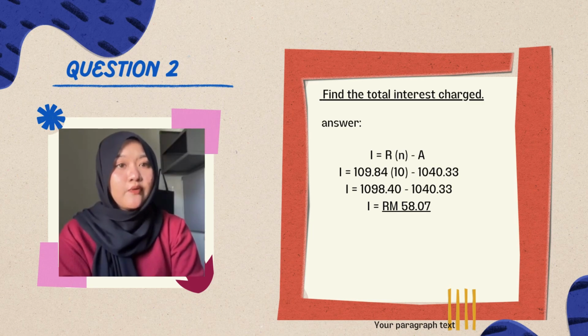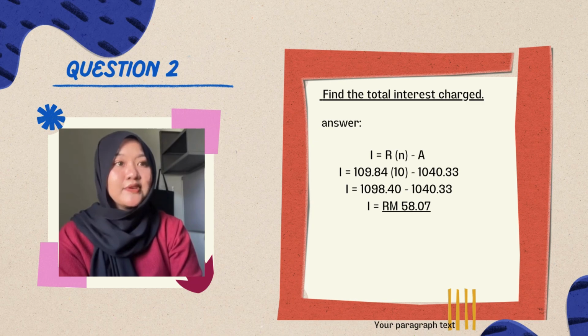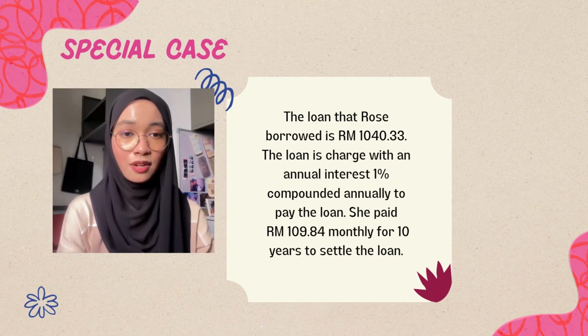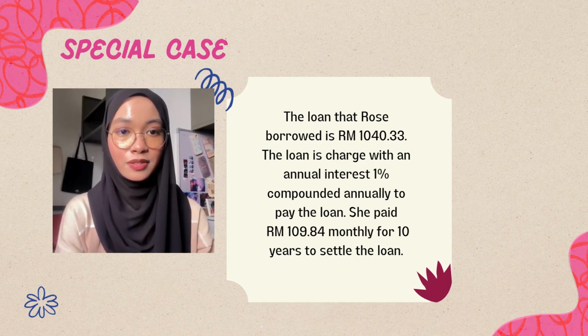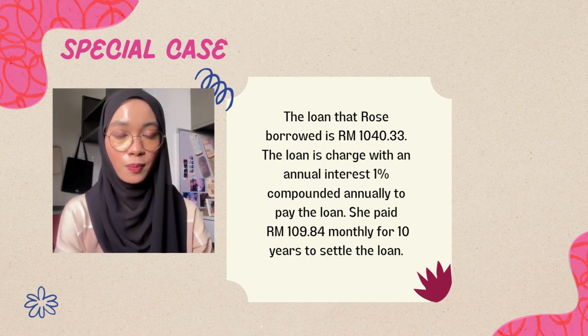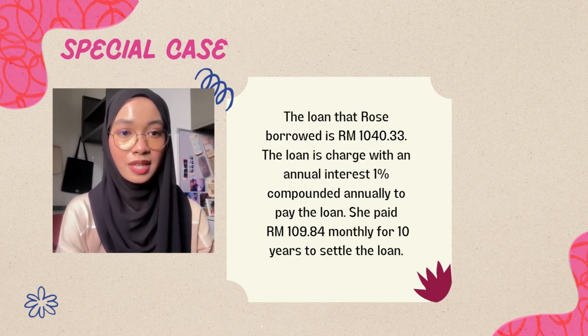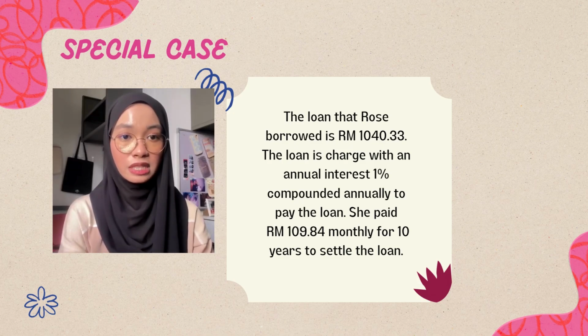To find the interest, we use the formula I equals R multiplied by n minus A. 109.84 multiplied by 10 minus 1,040.33. So the answer of interest is RM58.07. Let's take a look at the question of special case. The loan that Rose borrowed is RM1,040.33. The loan is charged with an annual interest of 1% compounded annually. To pay the loan, she paid RM109.84 monthly for 10 years to settle the loan.